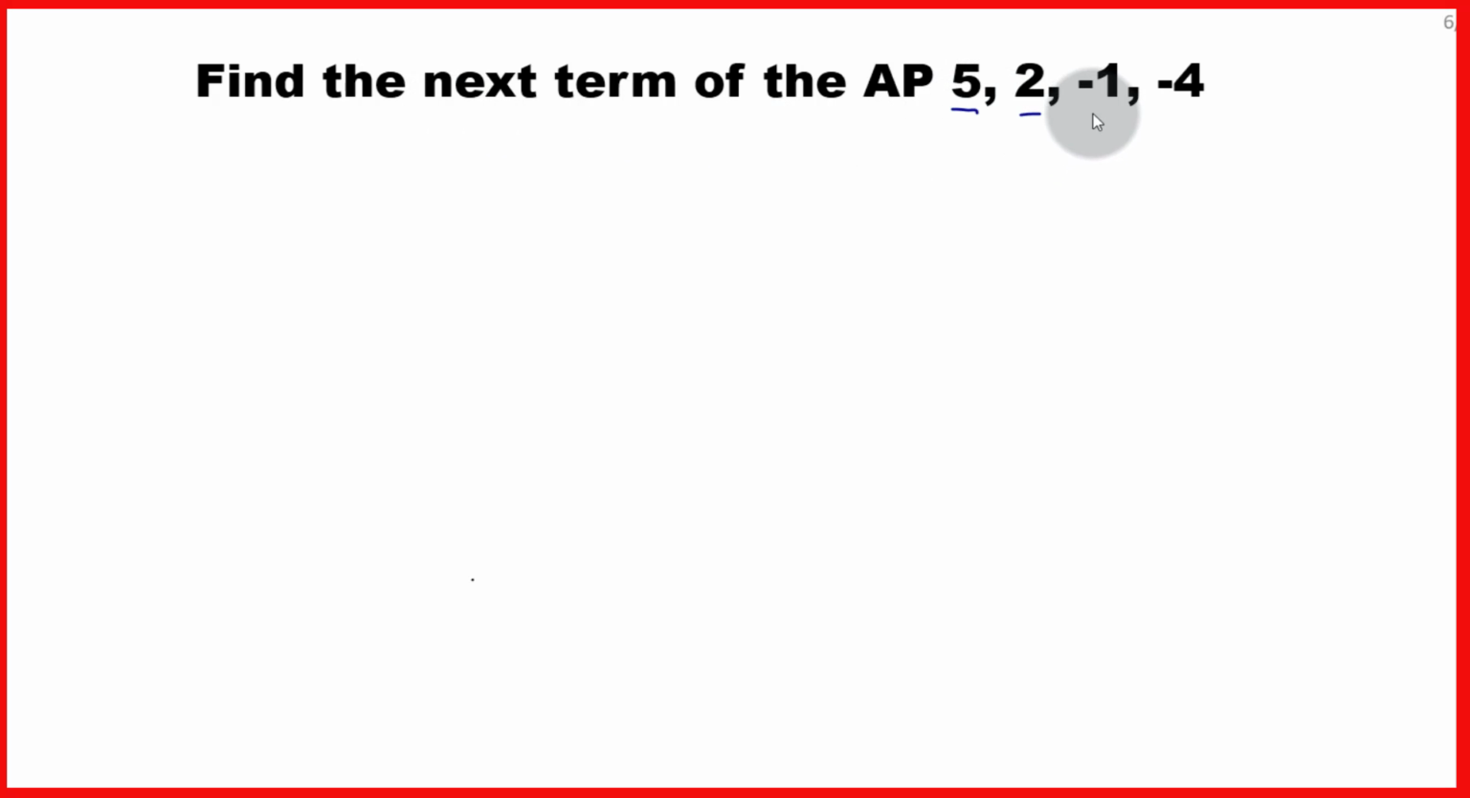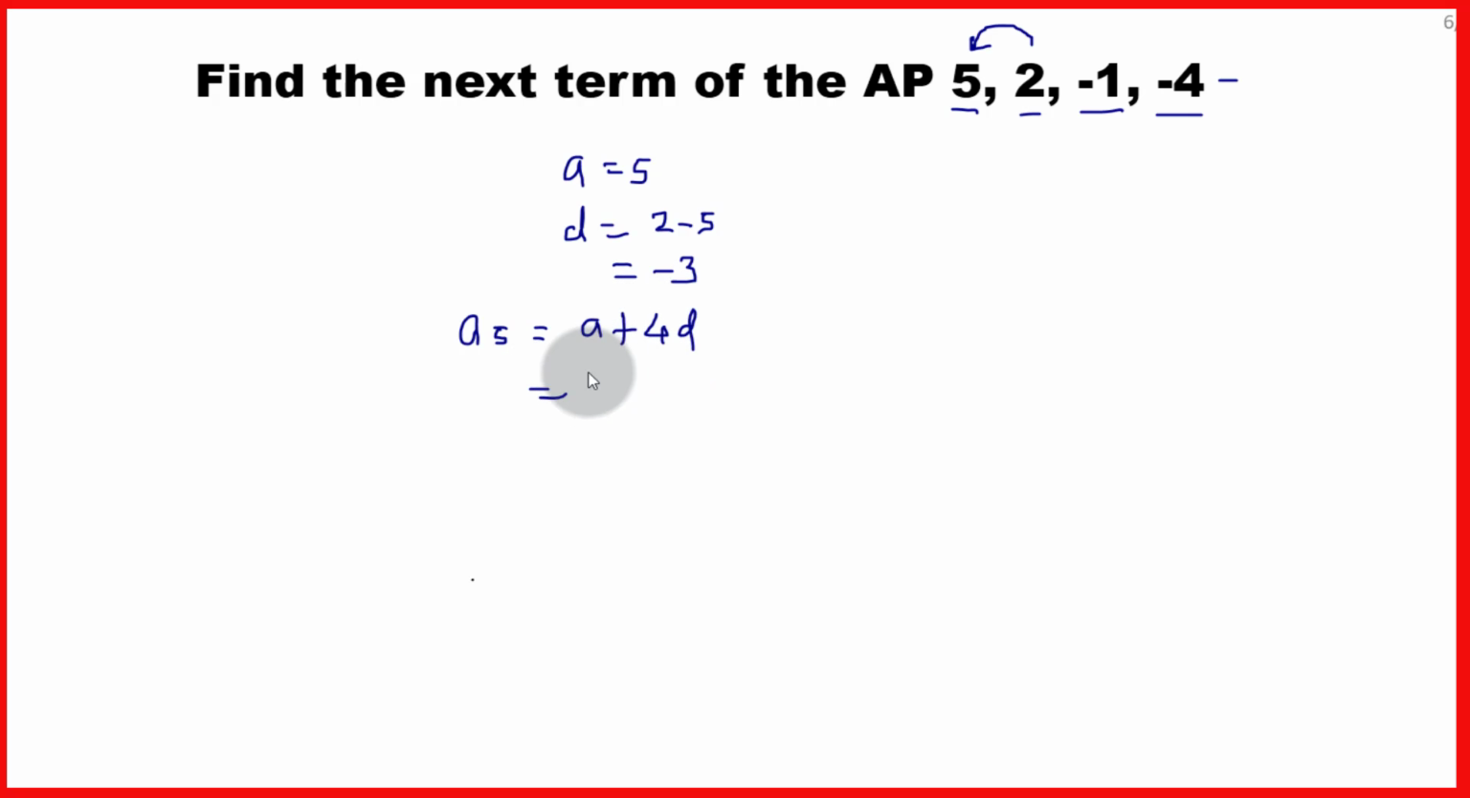Here is a question on the screen. Find the next term of the AP 5, 2, minus 1, minus 4, and we have to find the next term of the AP, that is the fifth term of the given arithmetic progression. So friends, here the first term is 5, A is equal to 5, and the common difference, denoted by D, is equal to second term minus first term, that is 2 minus 5, which is equal to minus 3. So we know that A, the first term, is 5 and the common difference is minus 3, and therefore the fifth term we can calculate as A plus 4D.